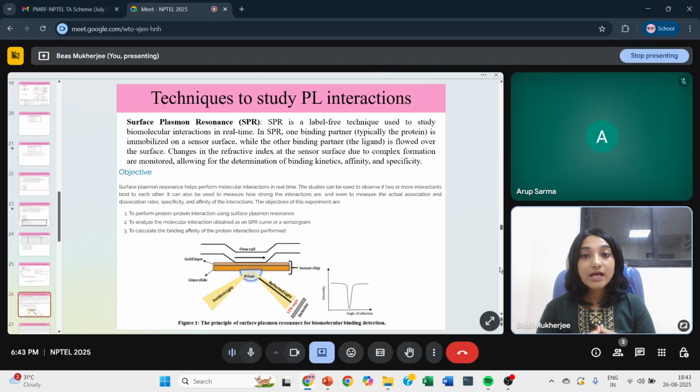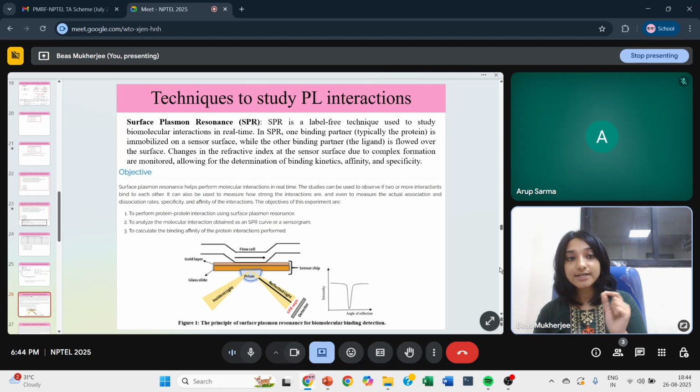Now plasmon refers to electrons. Okay, and these are special electrons that are emitting from this gold surface. Okay, so see what happens here. SPR is a label free technique. So for this you do not need to label your protein of interest, or ligand or DNA of interest, anything. There does not need to be any radioactive or fluorescent label. Okay, so it is a label free technique to study biomolecular interactions in real time.